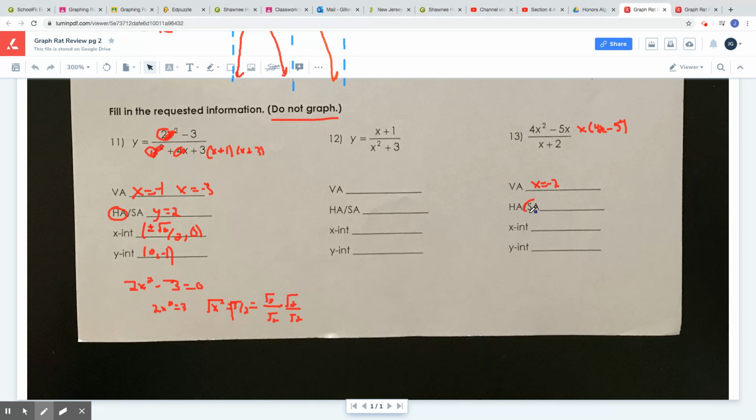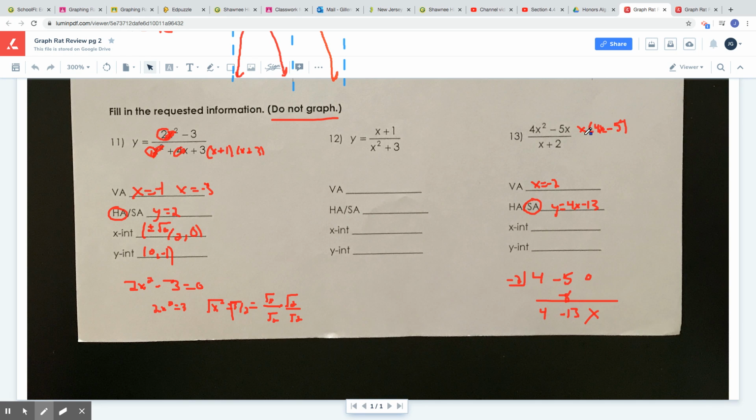We will have a slant asymptote at, let's see, do a little synthetic division: -2, 4, -5, and 0. Bring down a 4. 4 times -2 is -8. That's -13. I don't care about the remainder. So it's y equals, make sure you have a y equals there, 4x minus 13.